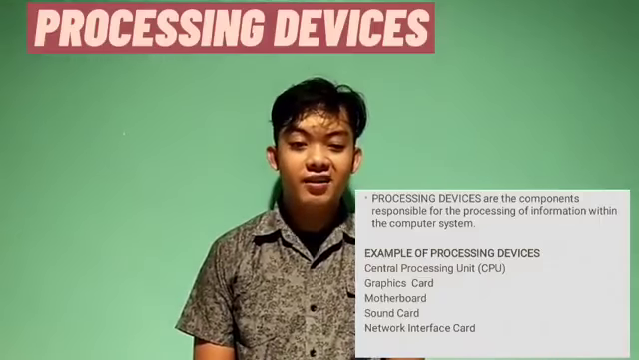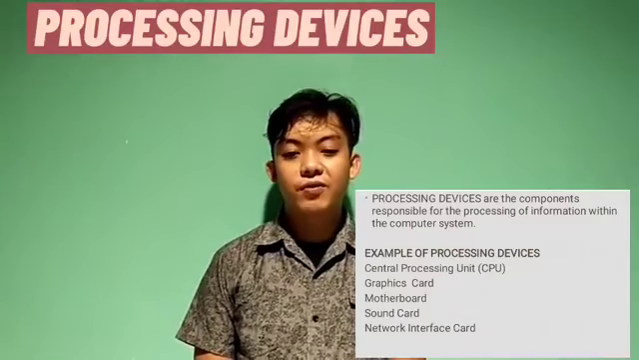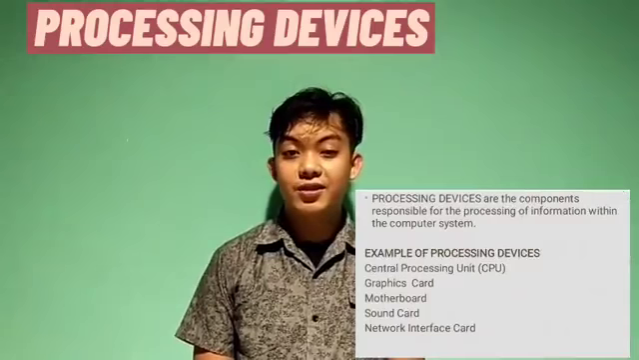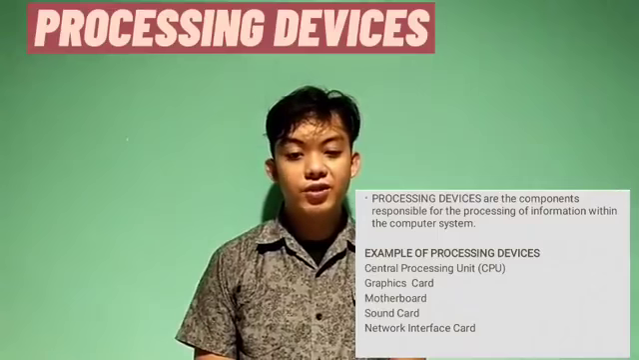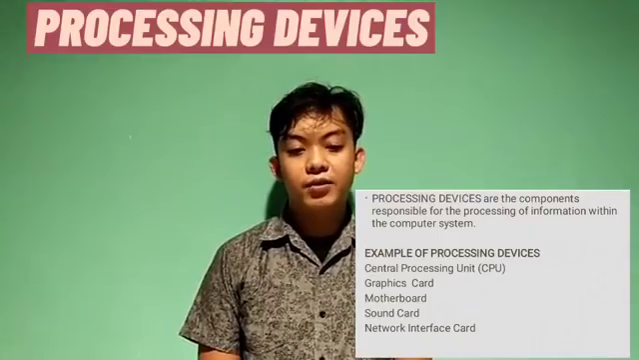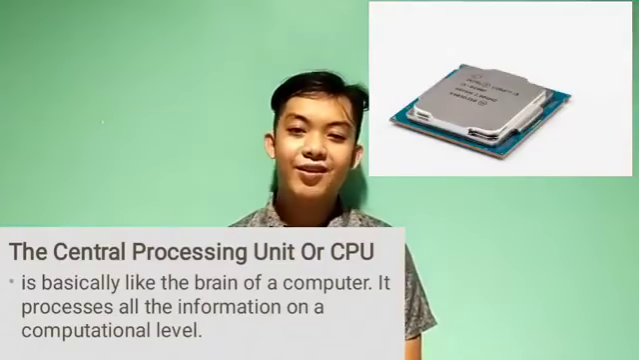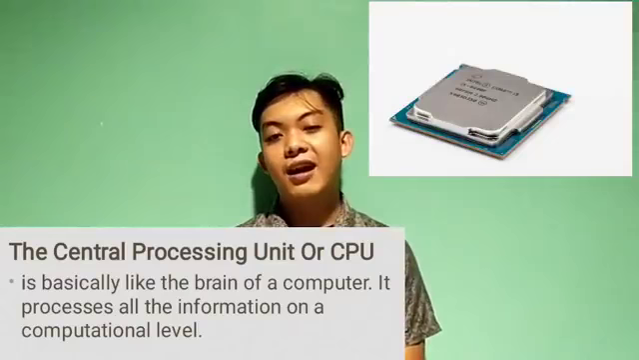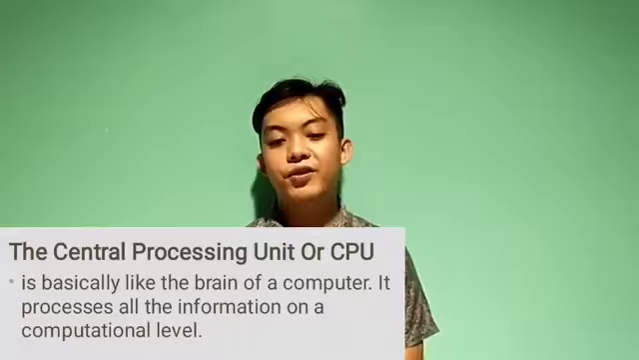Processing devices are the components responsible for the processing of information within the computer system. Examples of processing device: Central Processing Unit or CPU, graphics card, motherboard, sound card, and network interface card. The Central Processing Unit or CPU is basically like the brain of computer. It processes all the information on a computational level.